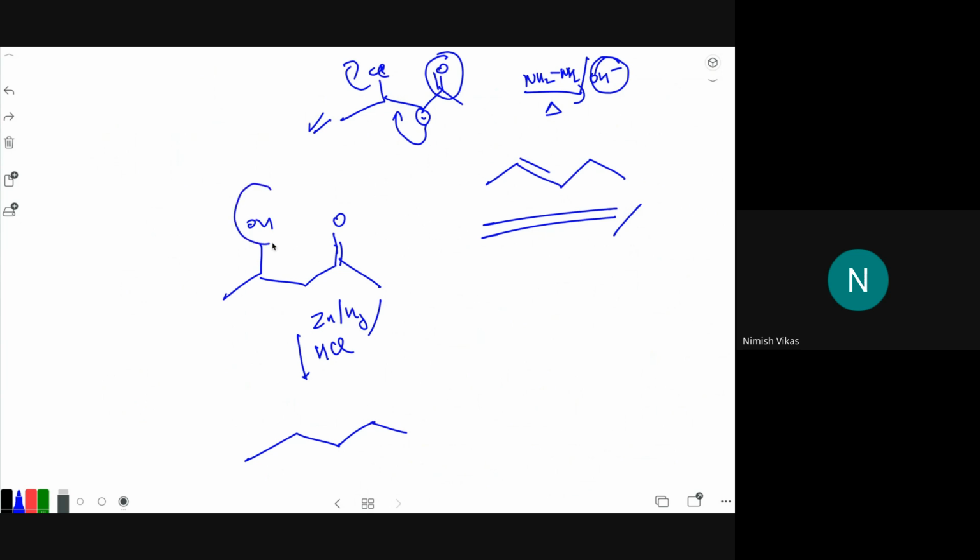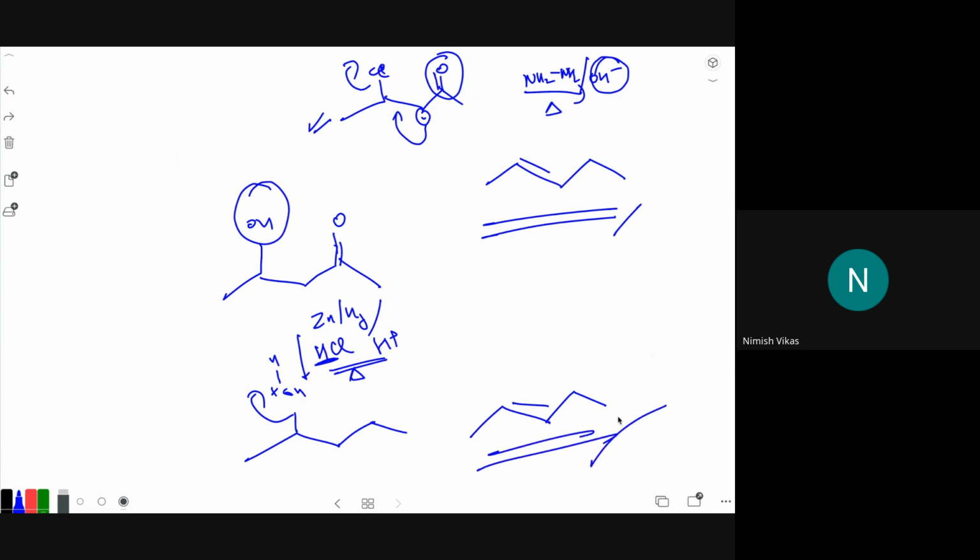But will something happen to the OH? Answer is yes, because this is acidic medium, right? H plus. So OH will go and attack, this will go and this will leave, right? And since heat is also given, elimination will happen, right? So this will be formed. So this will be the final product over here also. Is that clear? Yes, sir.